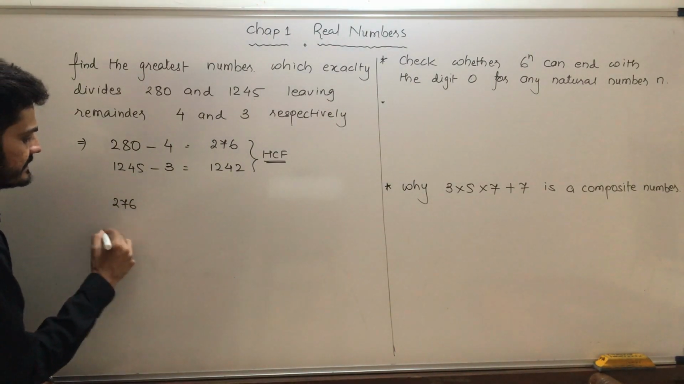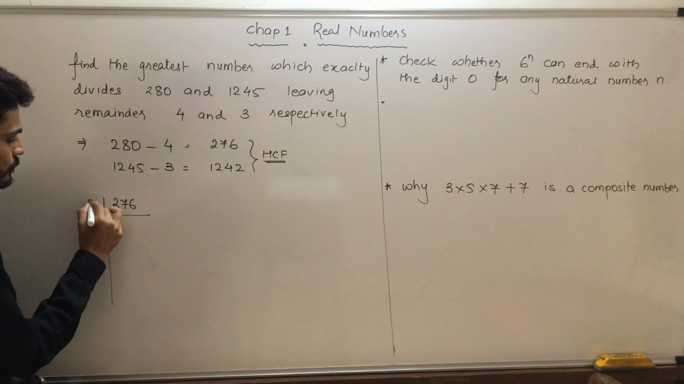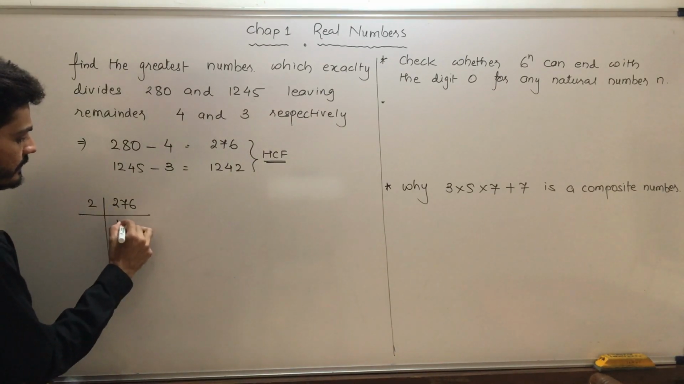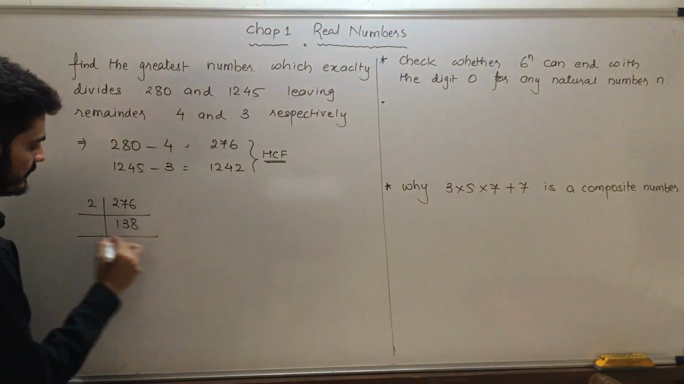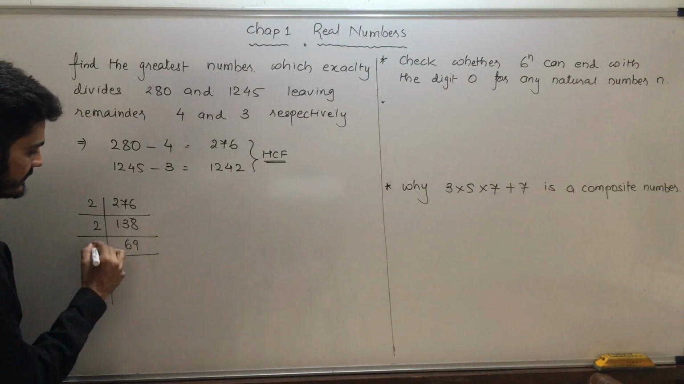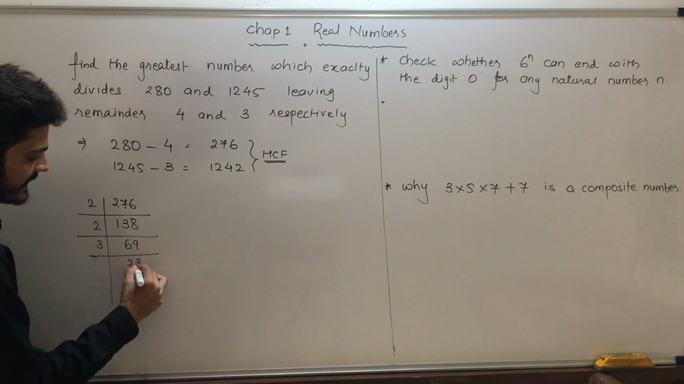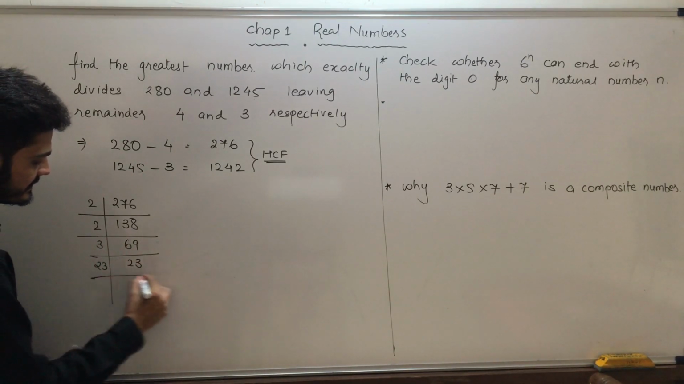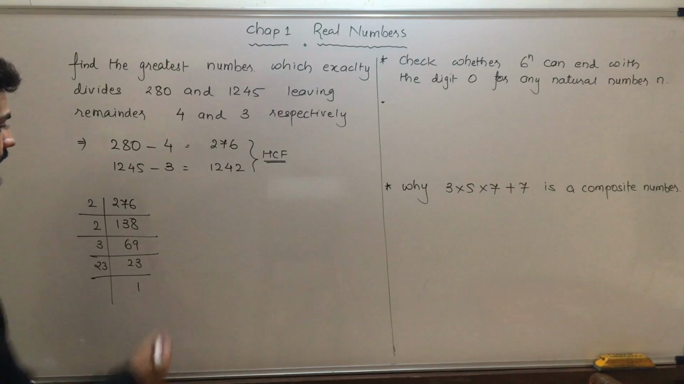So first of all, we have to factorize these two numbers using prime factorization. So 276, now 2 divides, then it is 138. And again 2 divides, then it is 69. Then 3 divides, then 23, and 23 is itself a prime number.